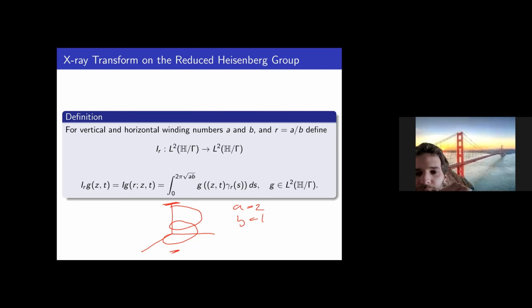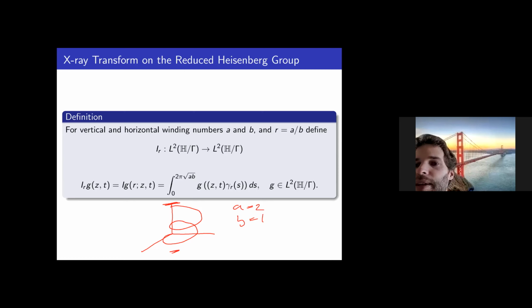These numbers are just keeping track of the following. The horizontal winding number is, in one period, how many counterclockwise rotations this geodesic makes around its central axis, and I define the vertical winding number to be, in one closed period, how many times the geodesic passes through this S1 component of the reduced Heisenberg group. As long as these numbers are integers, then we have a closed geodesic. And the period of such geodesics, after staring at it for a little while, is 2 pi times the geometric mean of A and B.